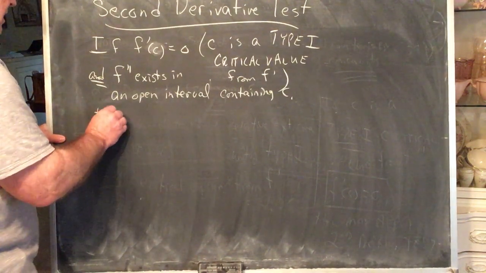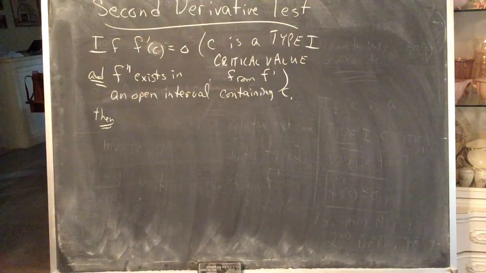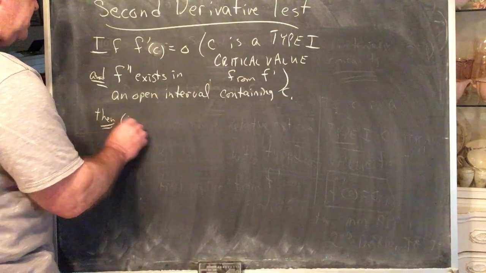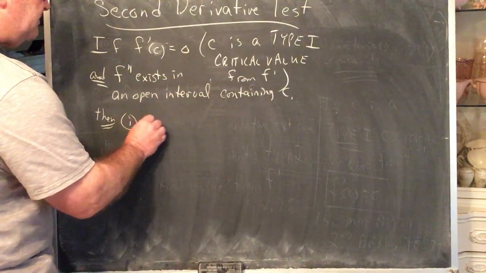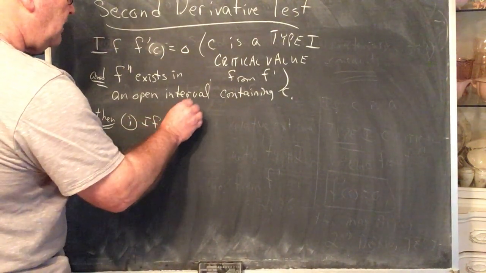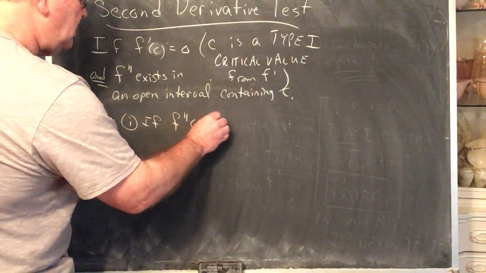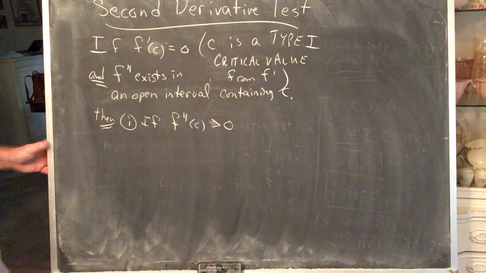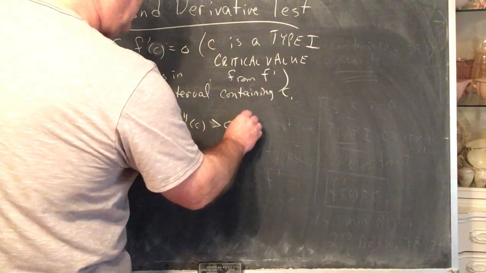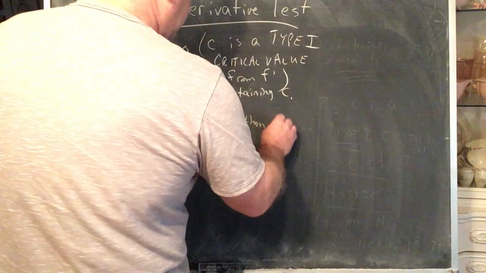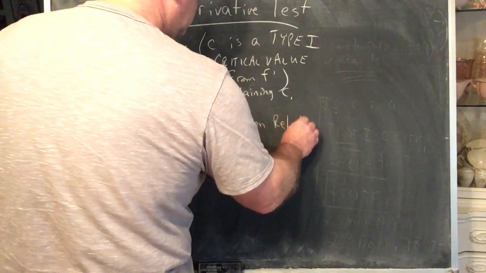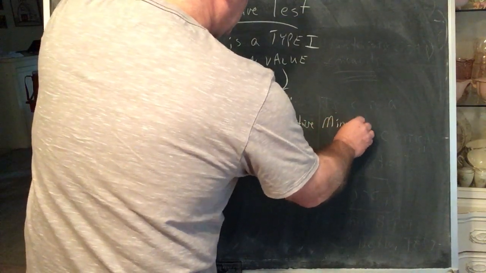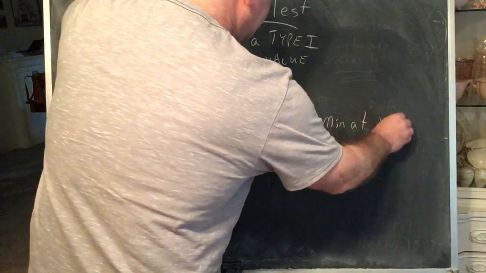Then, this is the nuts and bolts of the second derivative test. There are three possible scenarios. Number one, if the second derivative evaluated at c is greater than 0, then there is a relative minimum at x equals c.